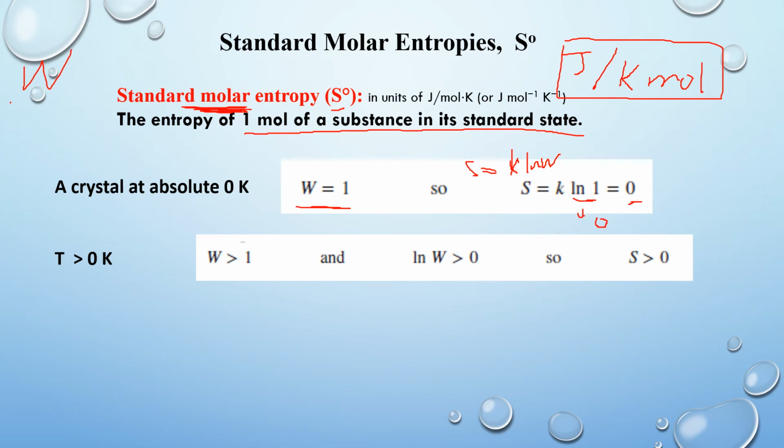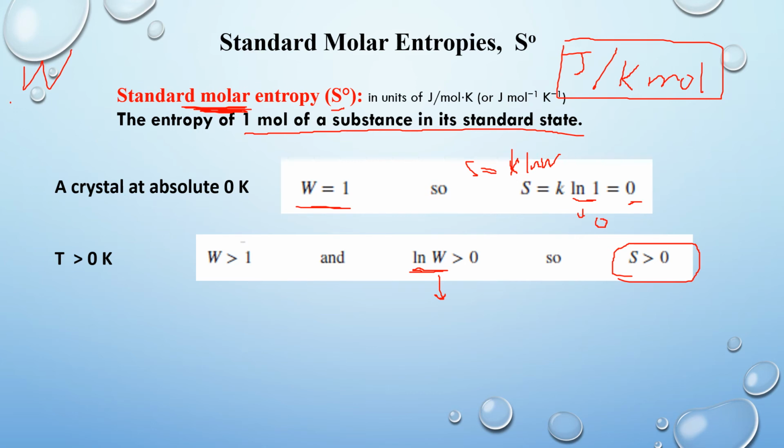Then if the temperature starts to increase a little bit, we have more than one possible microstate now. The number of microstates is greater than 1, so the natural log is greater than 0, so the entropy will also be greater than 0. As you can see, the higher the number of microstates, the higher the entropy.